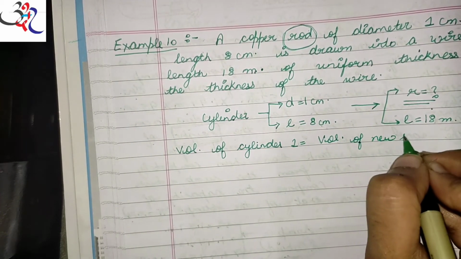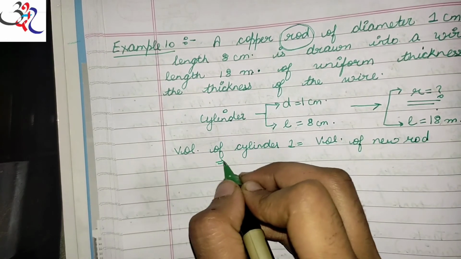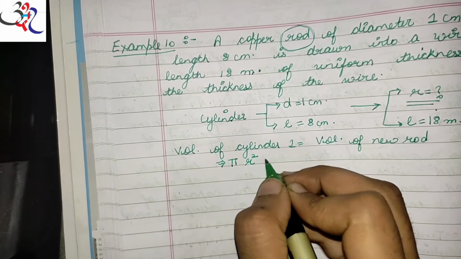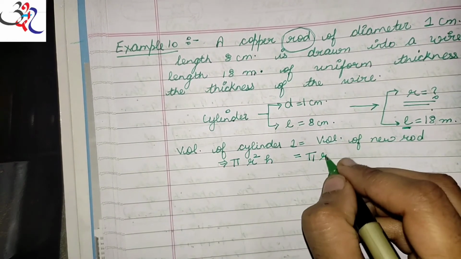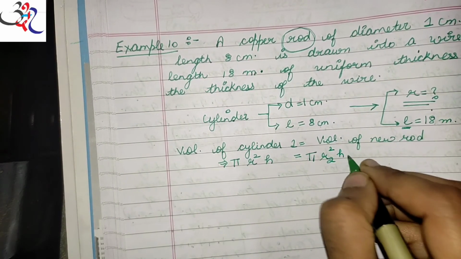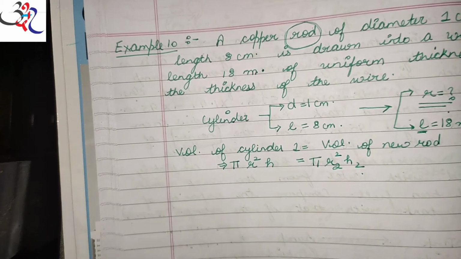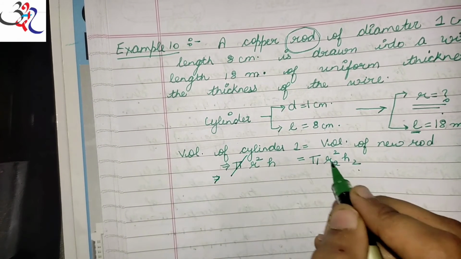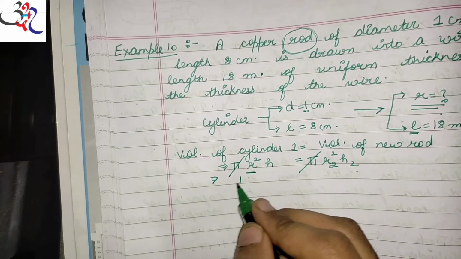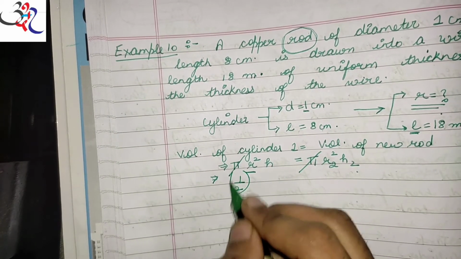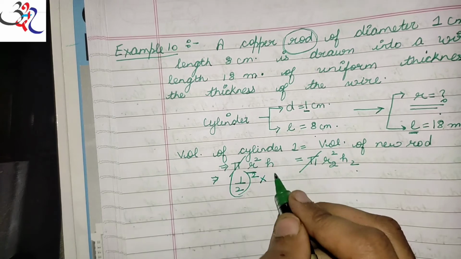So volume of the first rod is given by what? Formula is pi r square h. Radius is different, so I am taking it as r2 square into h2. So pi and pi will get cancelled out. R will be what? Diameter is 1, so R will be (1 by 2) square into H, which is my 8.